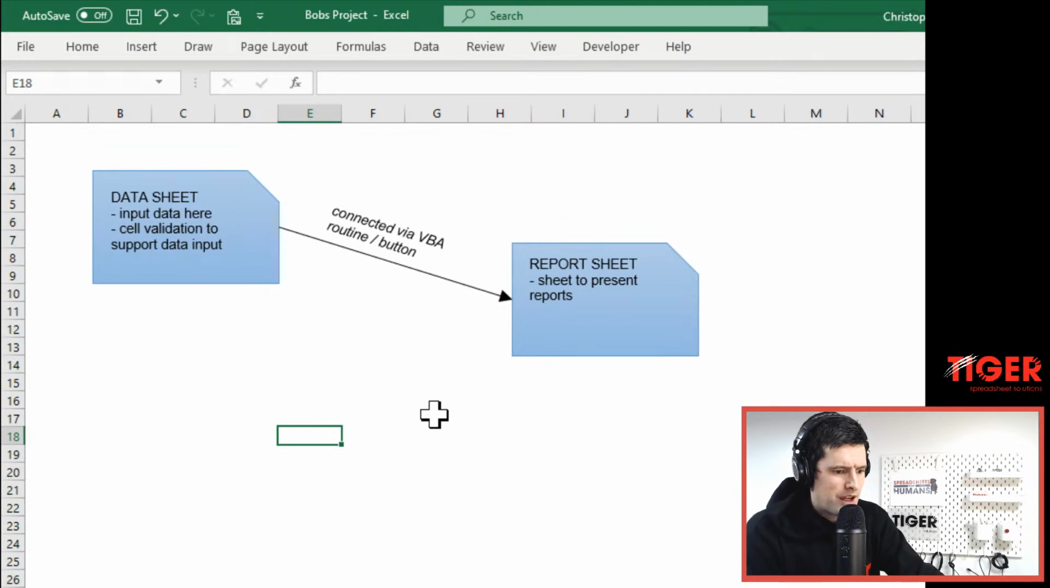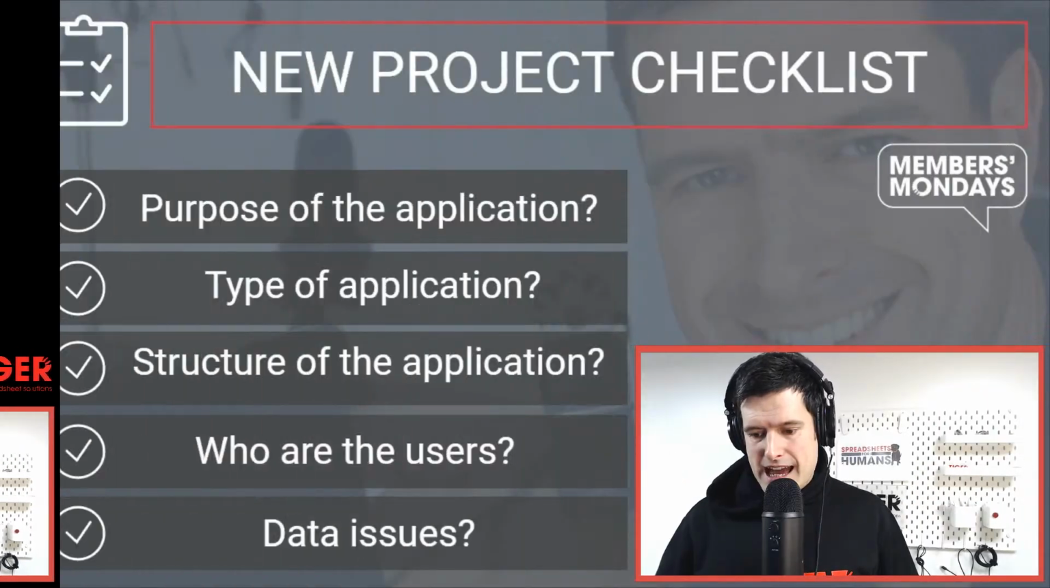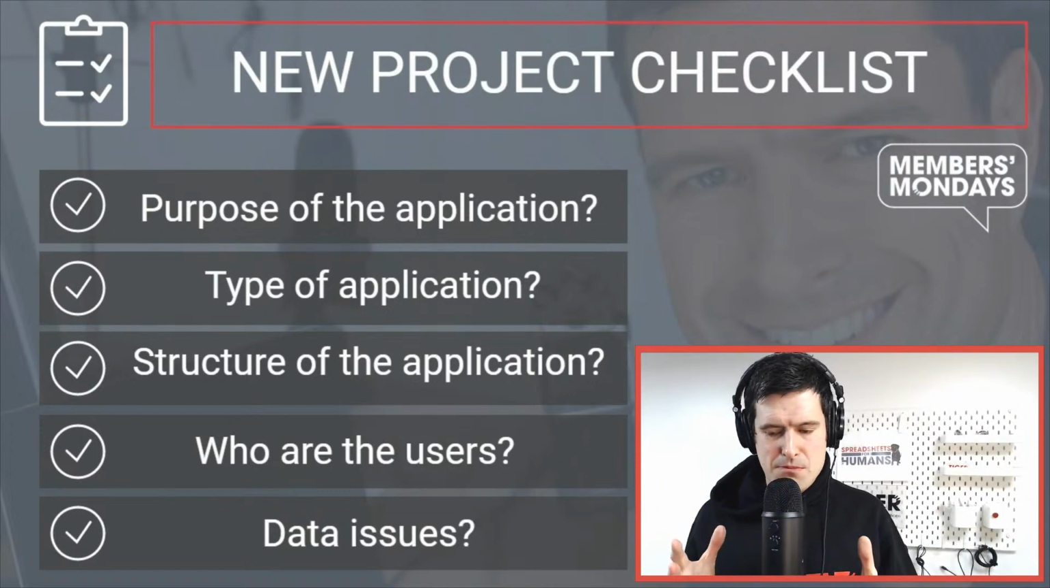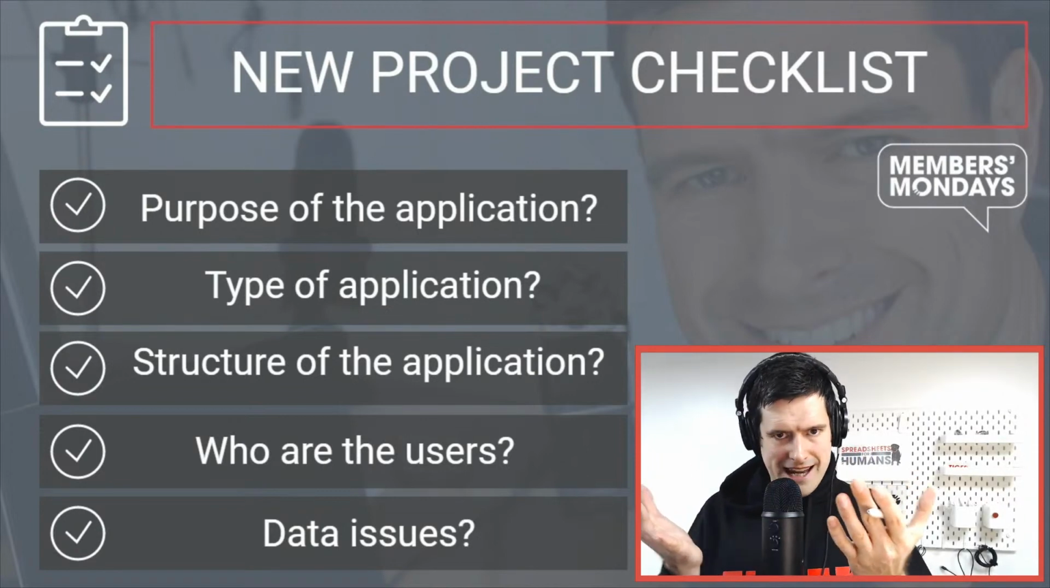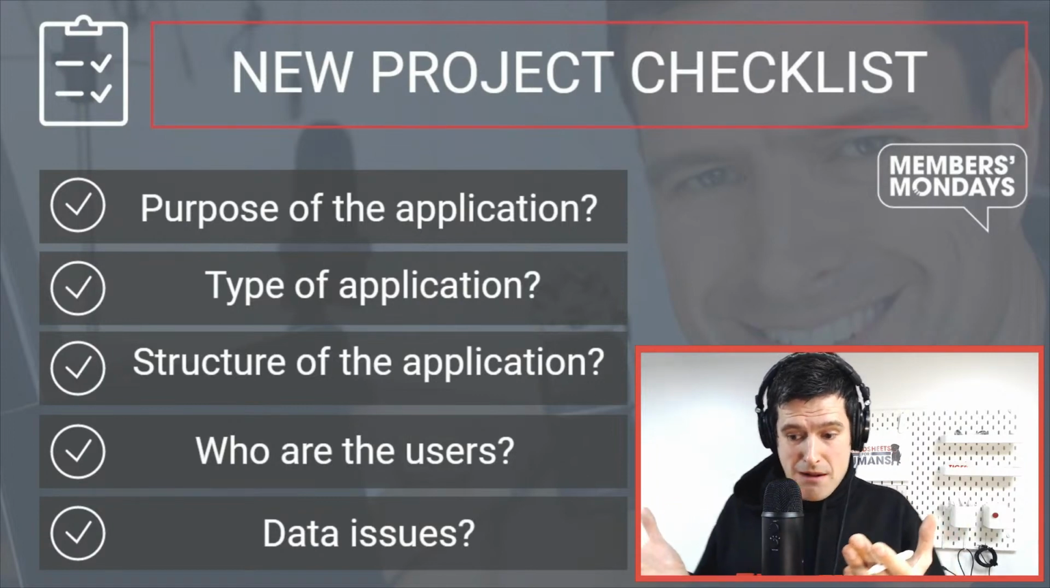Bob's saying, I'm used to doing this in Access. Excel is where I stumble outside of filtered data. I mean, that's a great point, and it's a point I didn't cover really in our initial discussion: the purpose of the application, the type of the application. One thing we would discuss at this point is, is Excel the best platform for doing this? Is there a better platform for doing this?